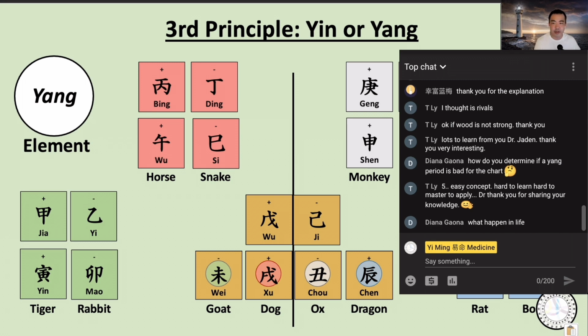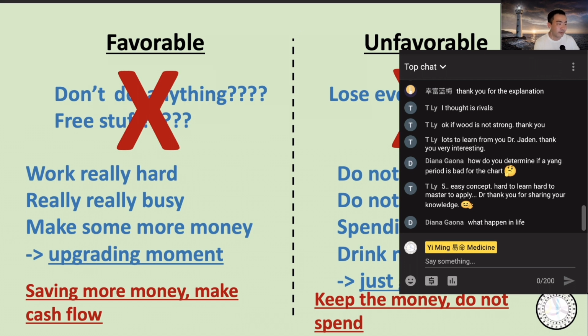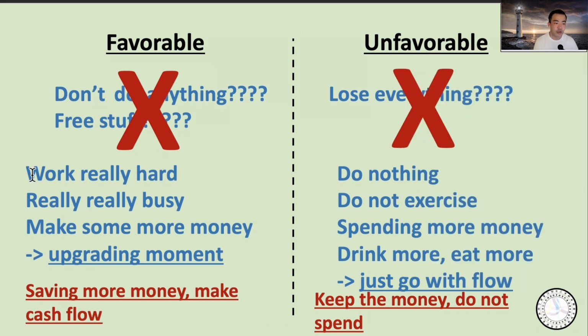Yeah, that's what we explained in here. Favorable and unfavorable. In favorable time, I said we usually work hard. We usually upgrade ourselves, cultivate ourselves. In unfavorable time, we tend to just go with the flow, and then we do not really take care of our health like that. So that can happen.